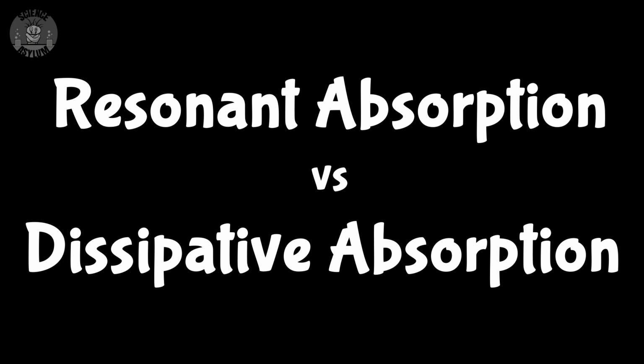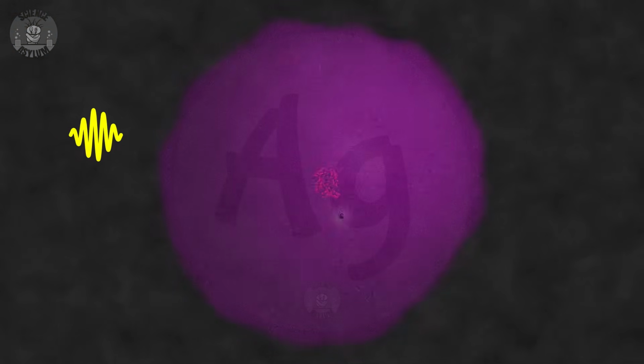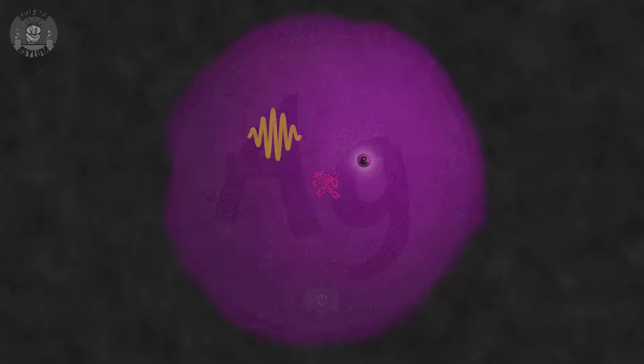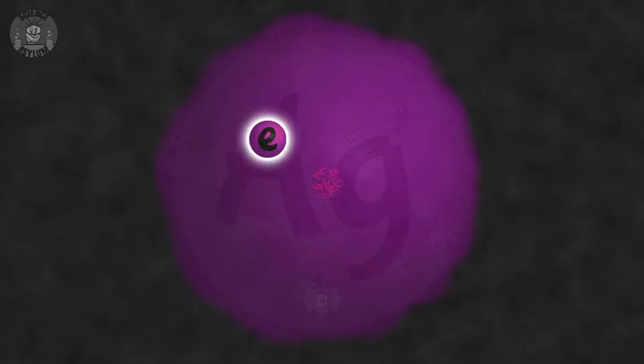But there's a catch. There are 2 different ways that light can be absorbed by those atoms. Resonant absorption and dissipative absorption. I know, those are some serious $10 words, but they're not as fancy as they sound. Resonant absorption is when a single electron absorbs a single photon with just the right energy needed to bump the electron to a higher energy level.